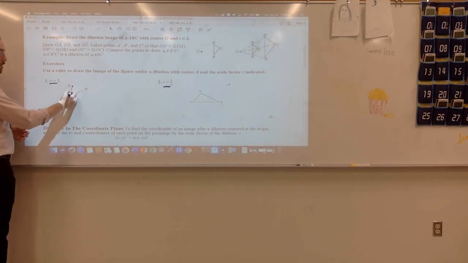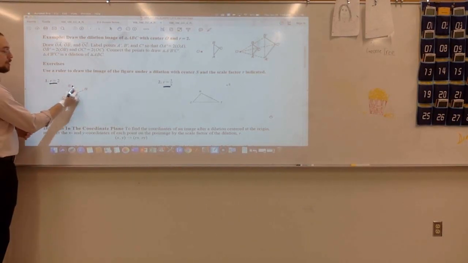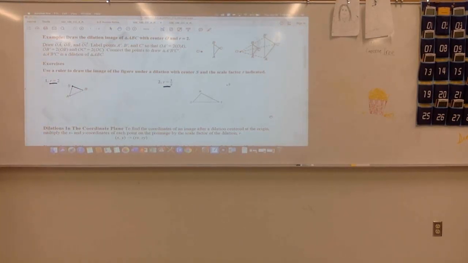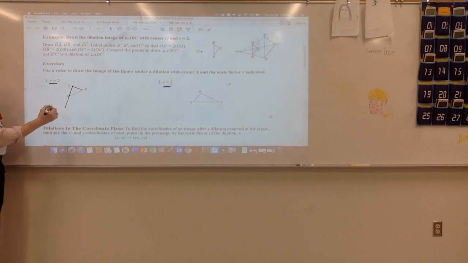the line from our center of dilation. Right? S is our center of dilation in both of these. And if my scale factor is 2, I'm just going to double that distance. So, I mean, technically we should get out a ruler and measure this, but for our purposes, we're just going to kind of sketch and say, well, here's the distance from S to A, so then I just want to go that same distance.